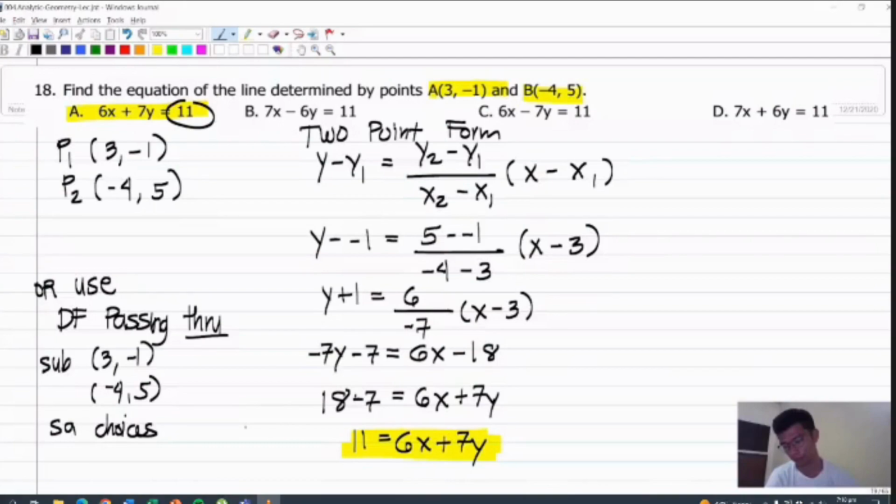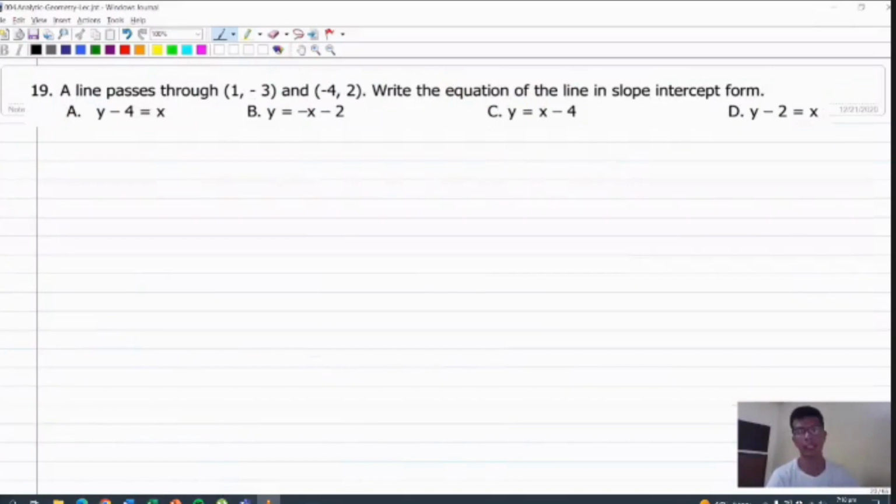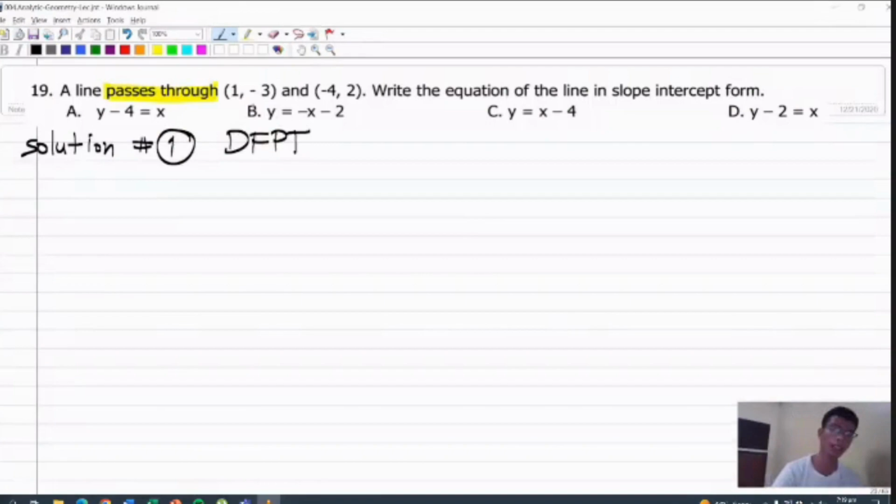Number 19. The line passes through 1 and negative 3, then negative 4, 2. Write the equation of the line in slope-intercept form. Siyempre, nasa board exam na tayo, kaya nasa quiz, nasa pre-board na tayo, mababasa niyo yung the line passes through 1, negative 3, and negative 4, 2. So, ang solution number 1 is the dm passing through. So, substitute nyo lang yung 1, negative 3, negative 4, 2 sa x and y sa choices kung sino yung magsasatisfy.